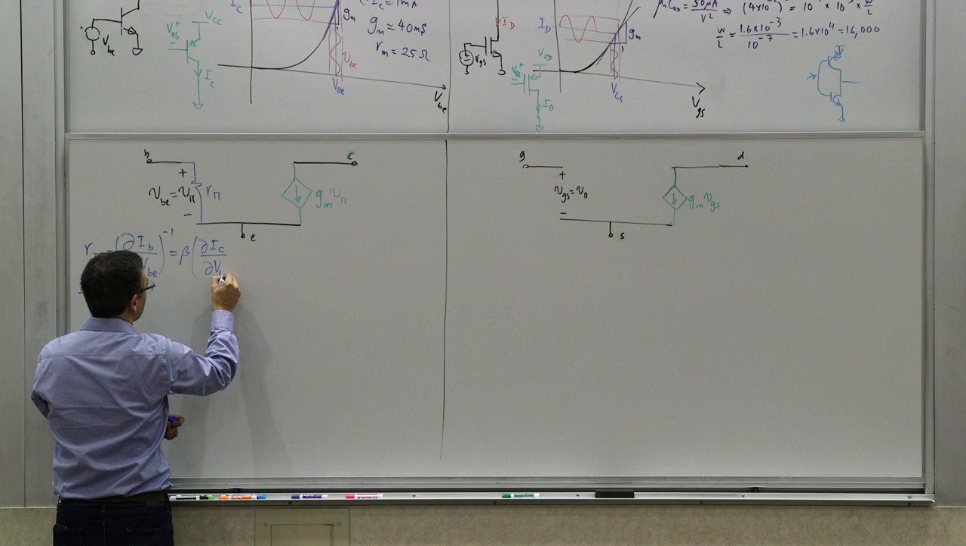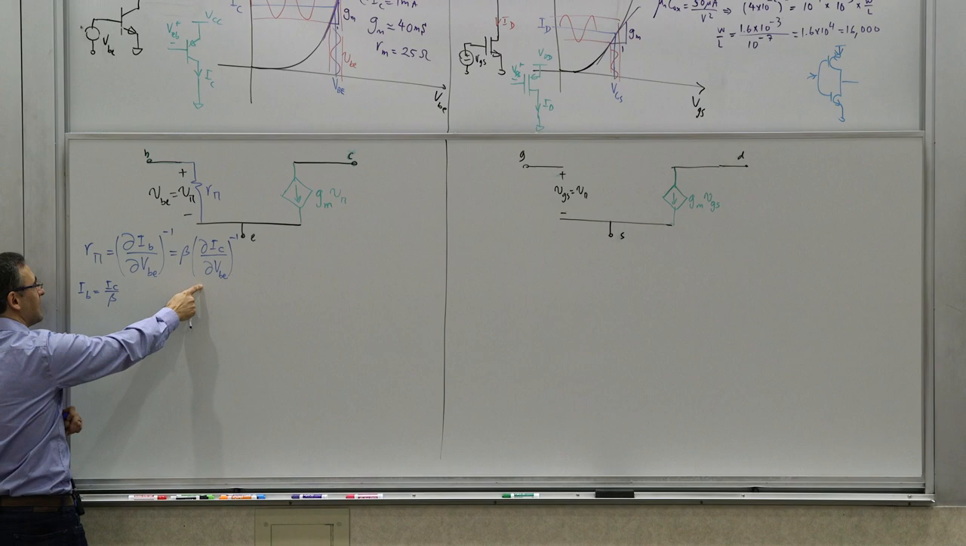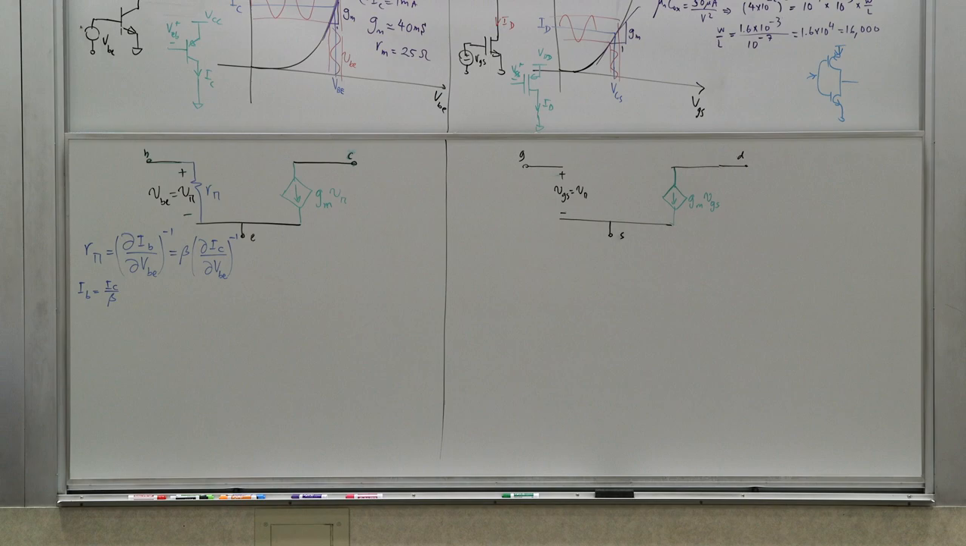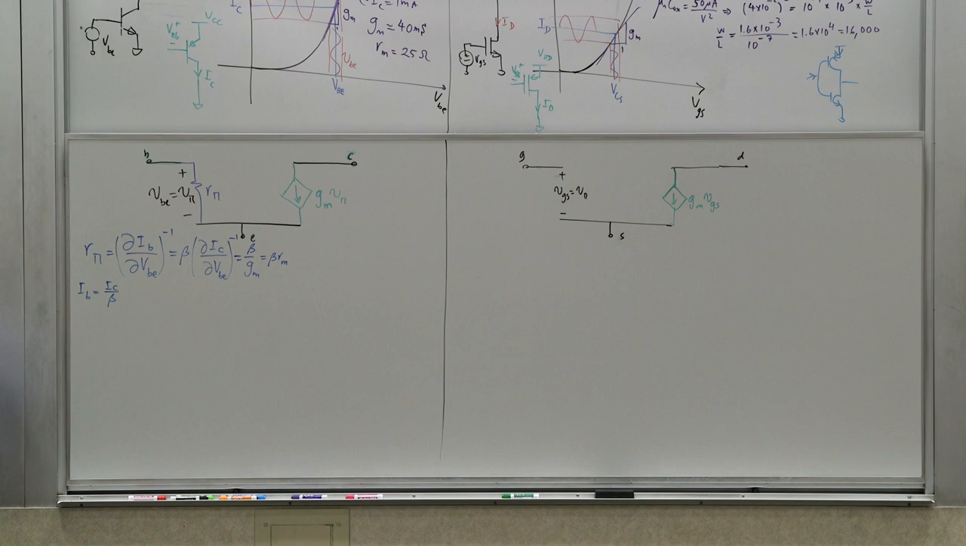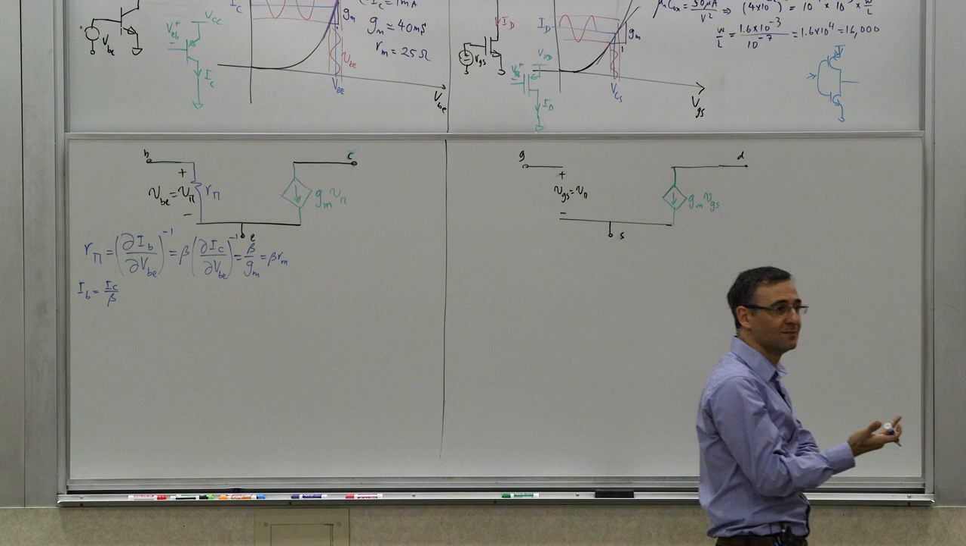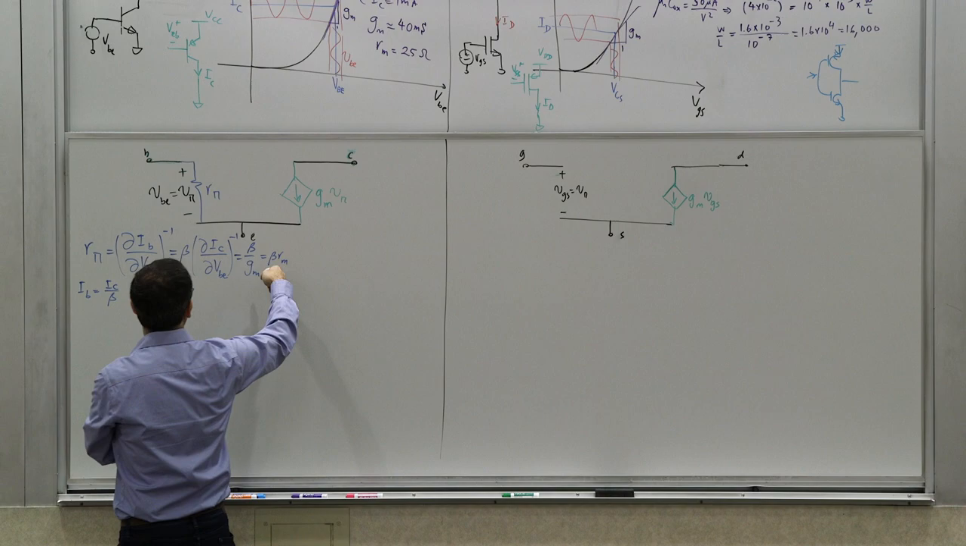But we know this quantity already. We have already calculated it on the upper whiteboard. What is that in purple? It's the transconductance. It's gm. So this is beta over gm, or beta rm. So at 1 milliamp, and let's say if beta were 100, you're looking at 2.5 kiloohms. Not too high, not too low. And of course, as you increase gm, this resistance changes.